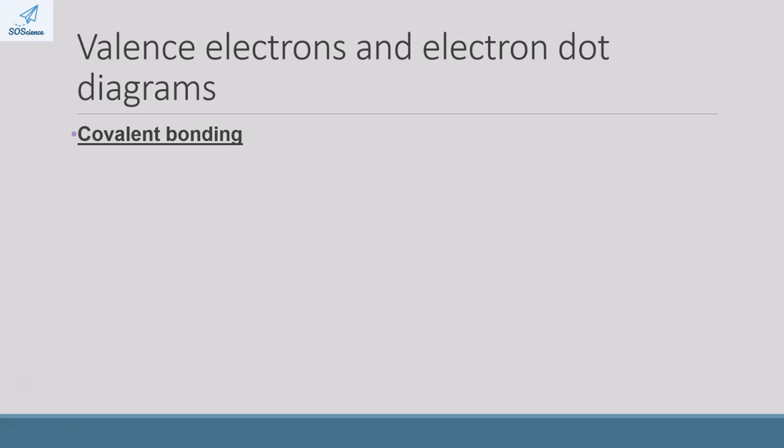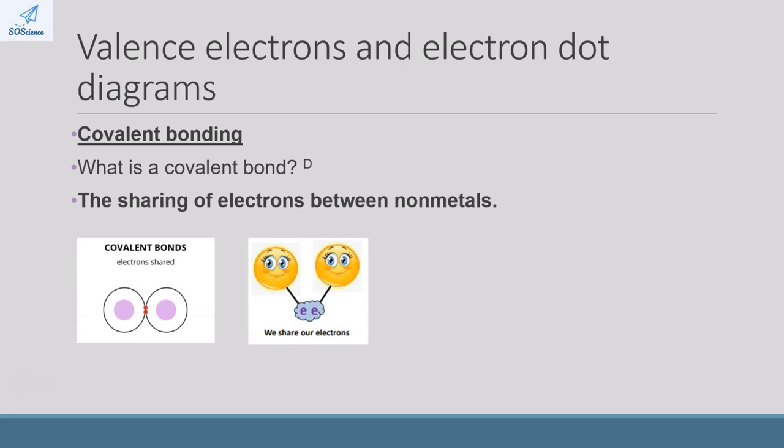So let's now look at covalent bonding. What is a covalent bond? A covalent bond is defined as the sharing of electrons between nonmetals. And here's a visual that shows a sharing of electrons. One electron belongs to one atom and another electron belongs to another atom. So in a covalent bond, the atoms share their electrons.